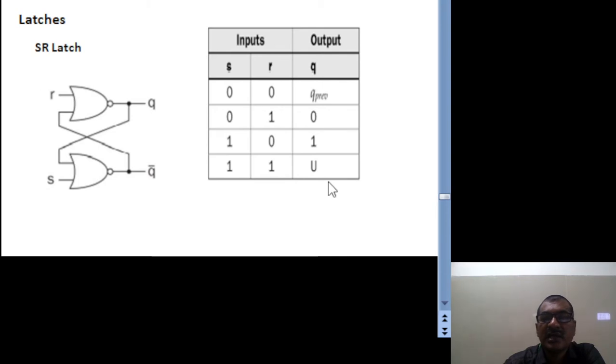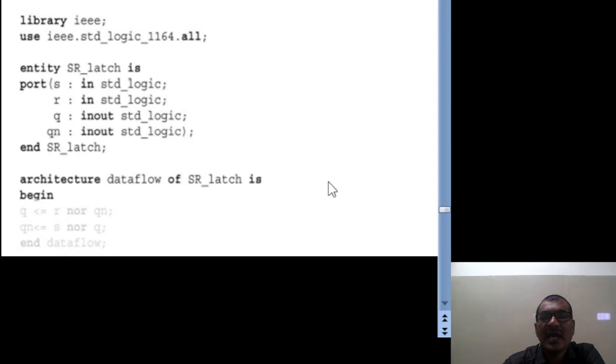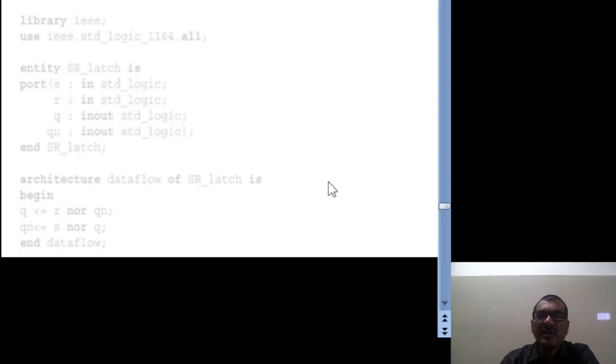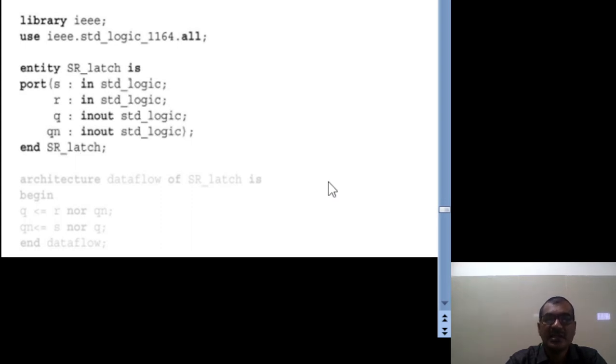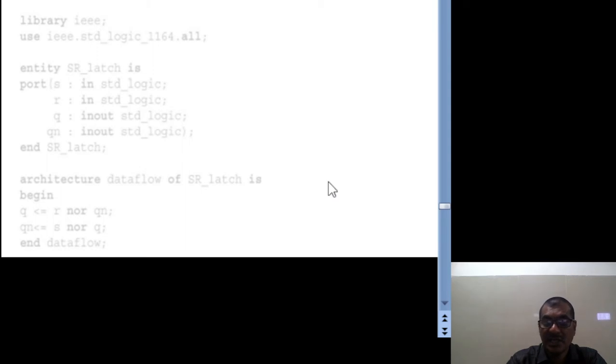First of all, let us see the VHDL program for this latch. When you go for writing the VHDL program, first of all what you have to write is library IEEE. This is the standard library you have to open initially.